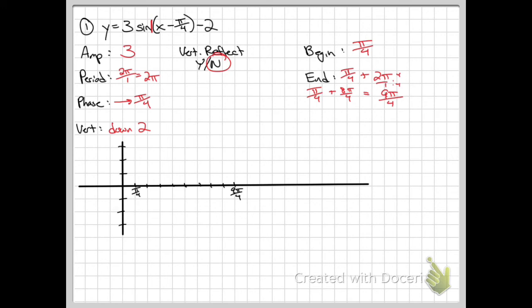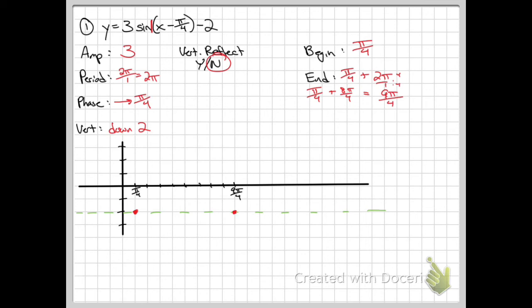Midline. Our vertical shift is down 2, so I'm going to draw the midline dotted because it's imaginary. If you graph this on Desmos, there's not going to be a green line right there. Midline at down 2. And then my beginning point is at pi over 4. For sine, it's on the midline. My end point is 9 pi over 4. For sine, it's on the midline.